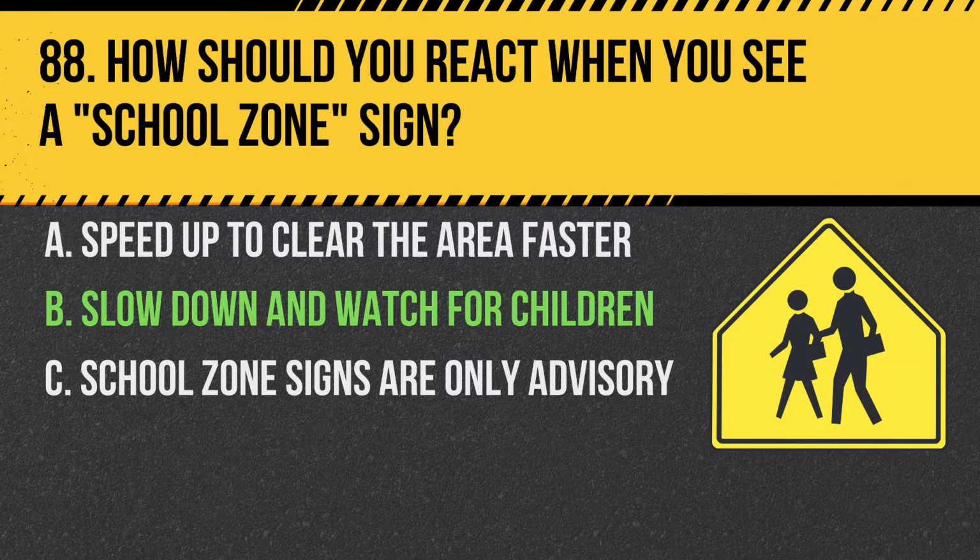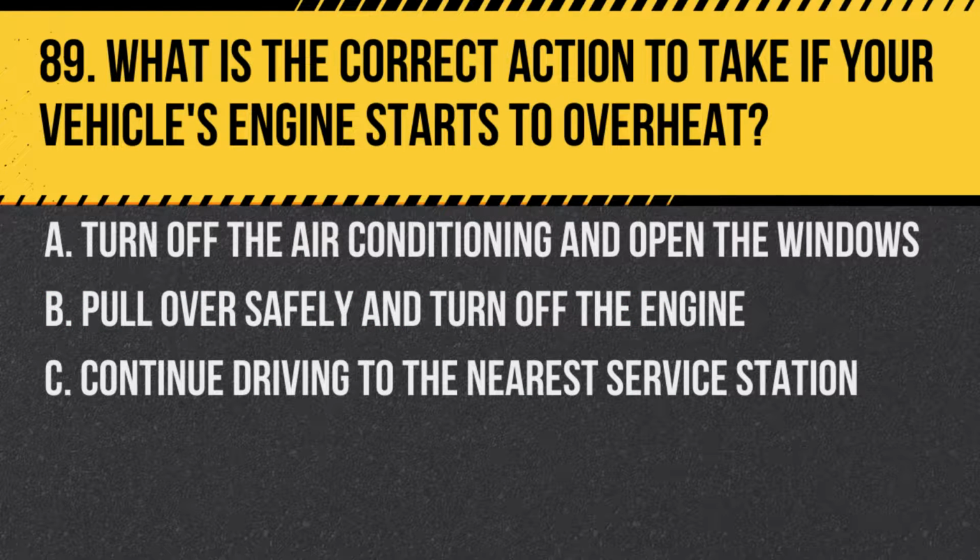Answer: B. Slow down and watch for children. School zone signs indicate areas where extra caution is needed due to the presence of children. Question 89. What is the correct action to take if your vehicle's engine starts to overheat? A. Turn off the air conditioning and open the windows. B. Pull over safely and turn off the engine. C. Continue driving to the nearest service station.